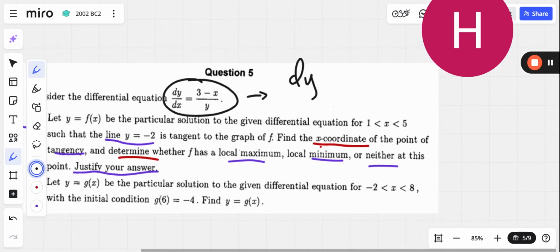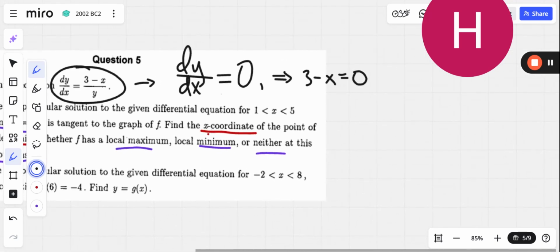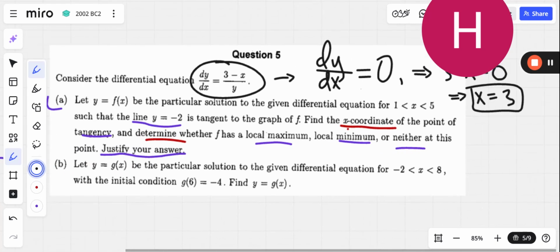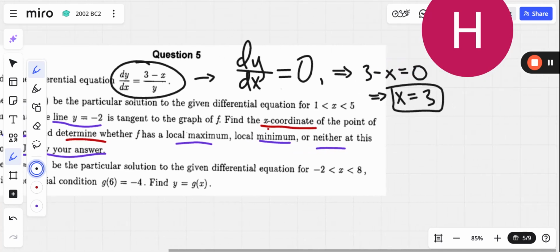And of course, a fraction is equal to 0 when its numerator is equal to 0, and its denominator must not also be equal to 0. So if this is true, then we know 3 minus x must also be 0, which of course means x equals 3. So here's the point of tangency, in a sense, (3, -2). That's the first part of this answer.